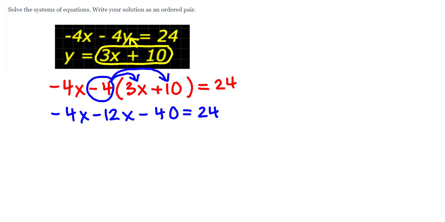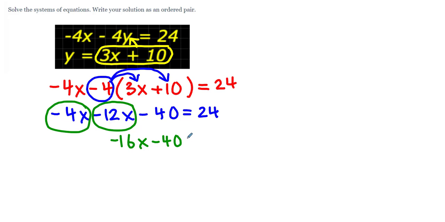After that, I'm going to look to combine like terms. It looks like I have a negative 4x, that's a variable term, is going to combine with this negative 12x because they're both x terms. So negative 4x minus 12x is negative 16x. And then I'll just rewrite the remaining part of the equation. So subtract 40 equals 24. In order to isolate the x term, I will add 40 on both sides of the equation.